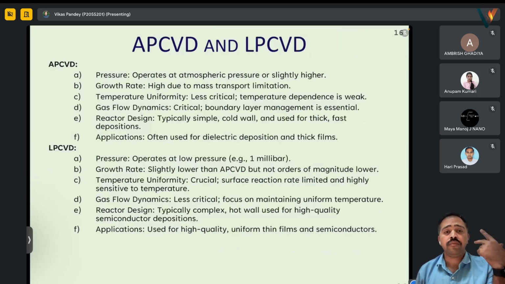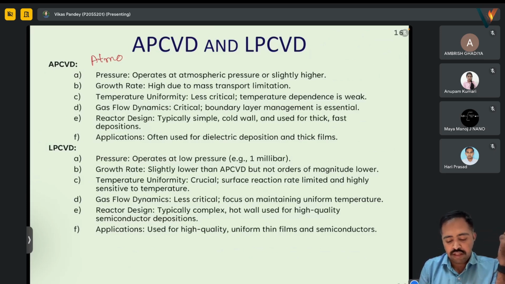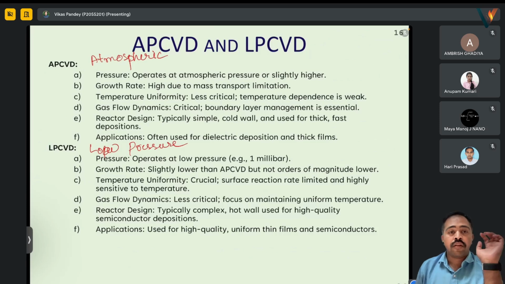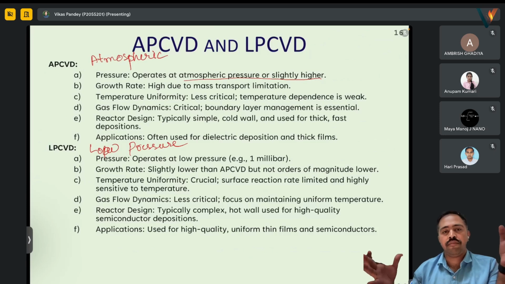So, what is the difference between this APCVD and LPCVD? AP means atmospheric pressure and LP means low pressure. APCVD works at atmospheric pressure or slightly higher pressure. That means it will have the same pressure as the one outside.